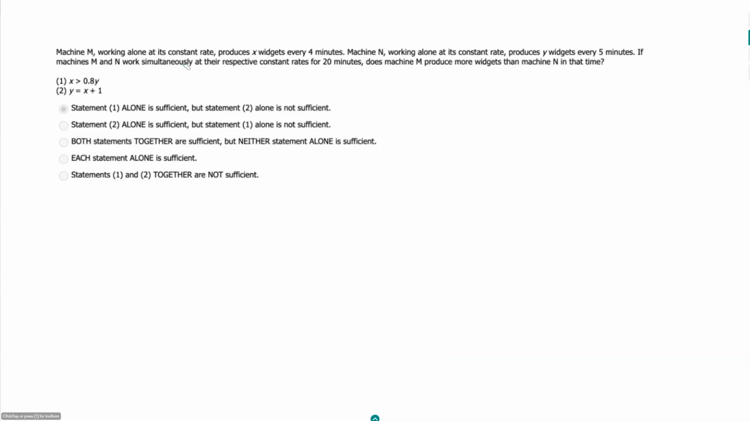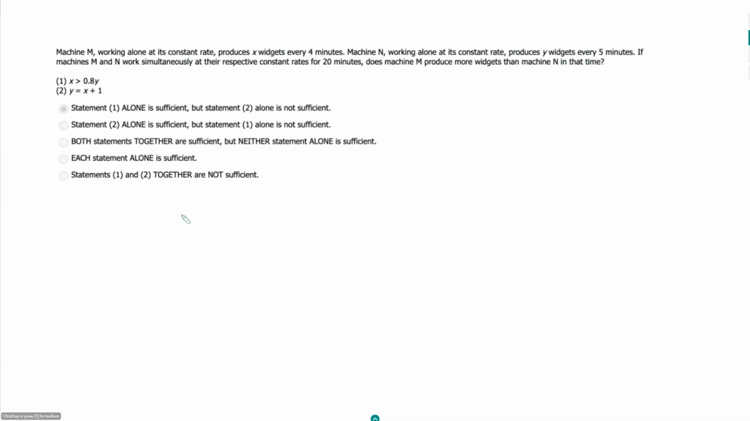Machine M working alone at its constant rate produces X widgets every 4 minutes. Machine N working alone at its constant rate produces Y widgets every 5 minutes. If machine M and N work simultaneously at their respective constant rates for 20 minutes, does machine M produce more widgets than machine N in that time?